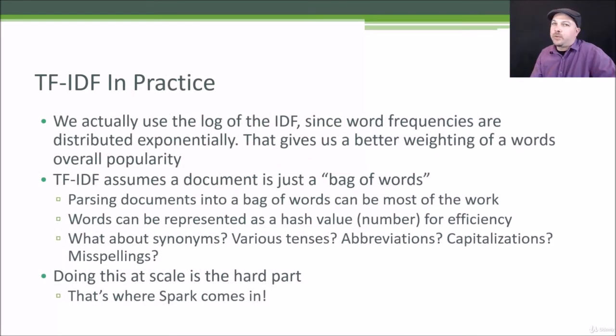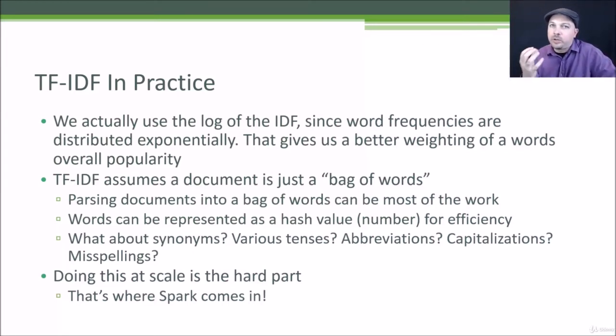So in practice, there are a few little nuances to how we use this. For example, we use the actual log of the inverse document frequency instead of the raw value. And that's because word frequencies in reality tend to be distributed exponentially. So by taking the log, we end up with a slightly better weighting of words given their overall popularity. And there are some limitations to this approach, obviously. One is that we basically assume a document is nothing more than a bag full of words.